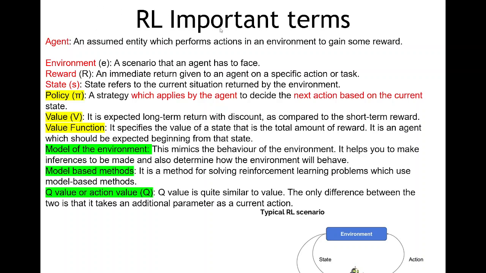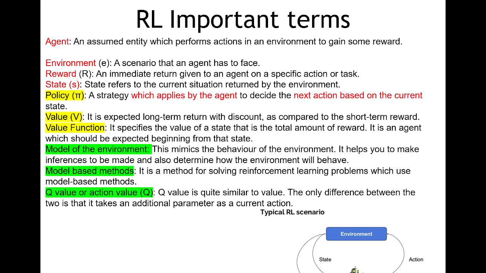The important terms are, first, agent. I already gave you the example of a dog. An agent is an assumed entity which performs actions in an environment to gain some reward. In this particular case, where you are in this module, you are an agent, and your objective is to get the reward in terms of acquiring the highest marks in your quizzes or in your coursework. So you are an agent.